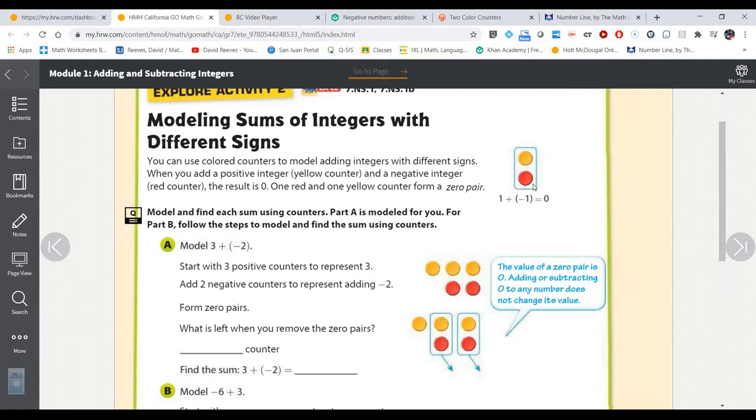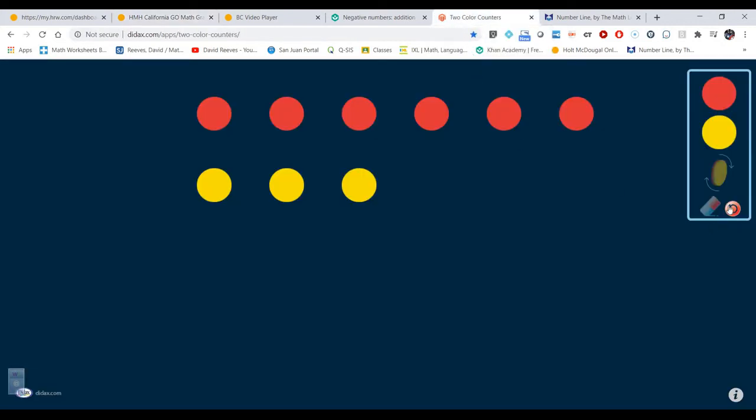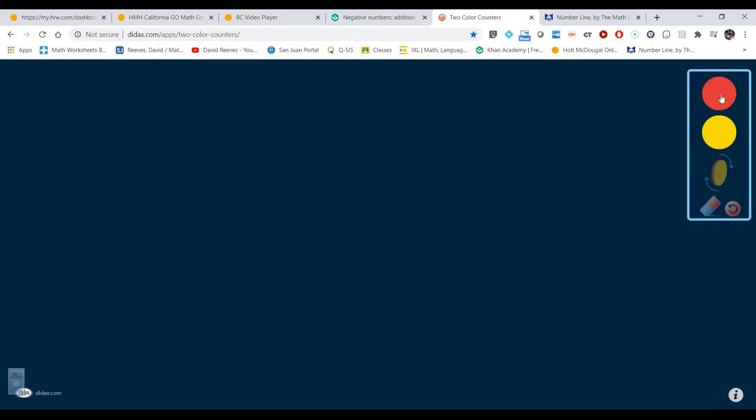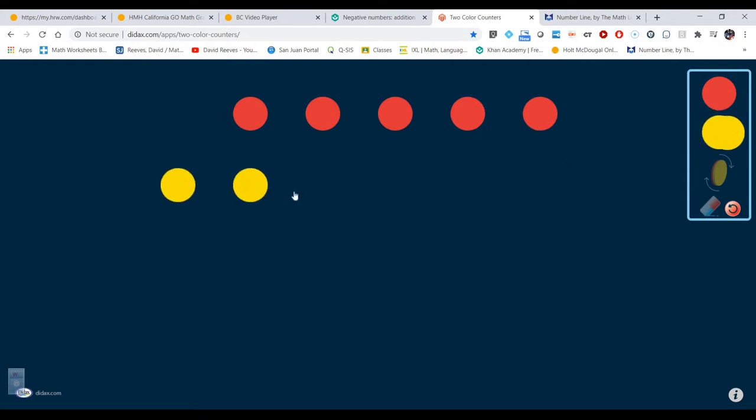It really just comes down to what do you have more of? What do you have more of? So let me do one more problem here. 1, 2, 3, 4, 5. 1, 2, 3, 4, 5, 6, 7.